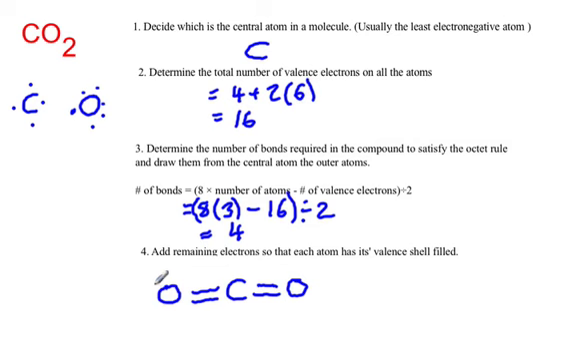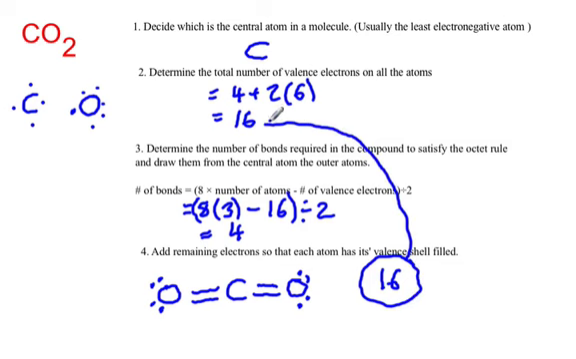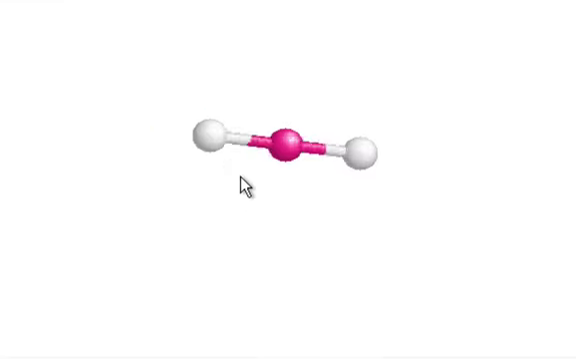So now we have to add electrons to satisfy the octet rule. And so now we've got a total of, if we count up the electrons, 2, 4, 6, 8, 10, 12, 14, 16 valence electrons. And that's what we've figured out we should have had from part 2. So this is the structure of carbon dioxide.